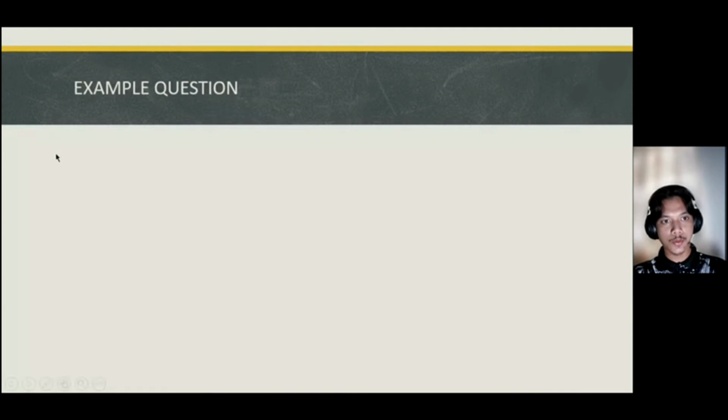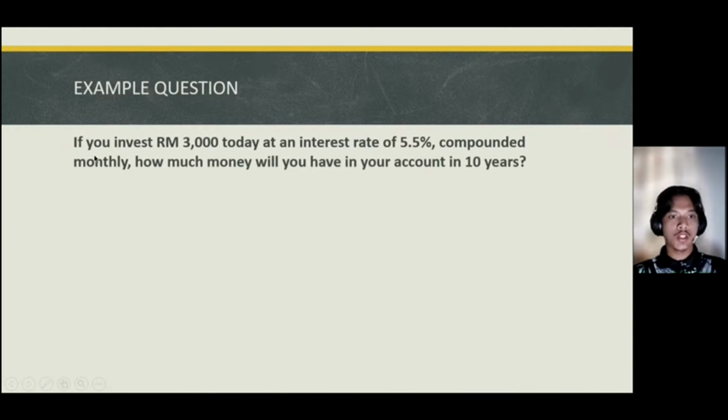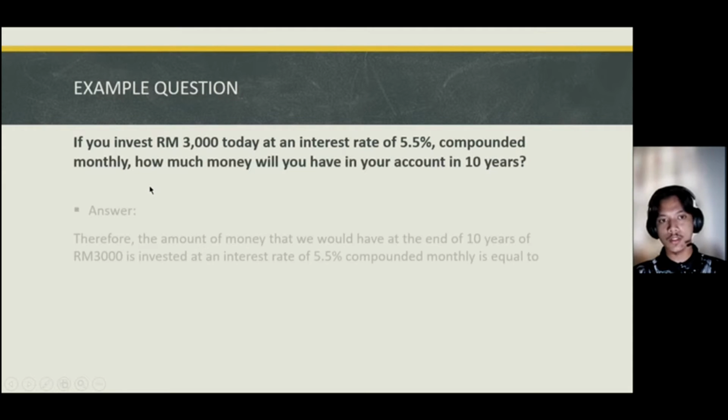For the example question for future value: if you invest 3,000 today at an interest rate of 5.5% compounded monthly, how much money will you have in your account in 10 years? The keyword is compounded monthly. Compounded monthly, in 1 year we have 12 months. So M is 12.